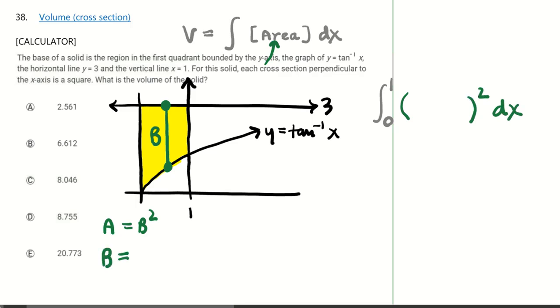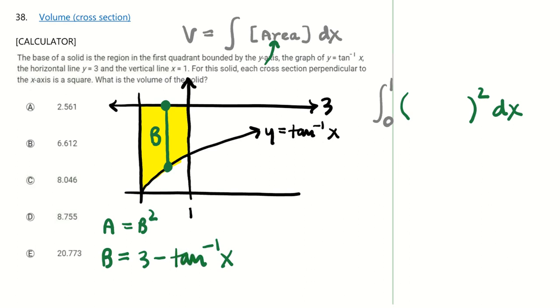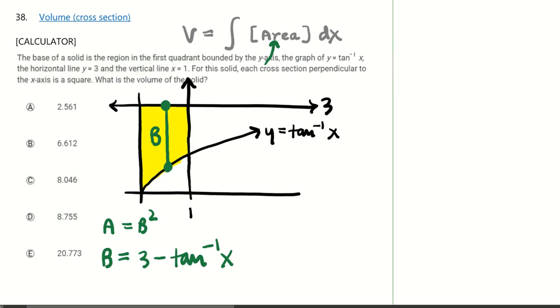Base is going to be top minus bottom. So on top, I've got y equals 3. And on bottom, I've got arctangent x. I've just noticed that this is a calculator problem. So you could have probably drawn the graph with the calculator to figure out what it all looked like. And yeah, that's kind of unfortunate. So pardon me, I'm going to need the calculator for this.